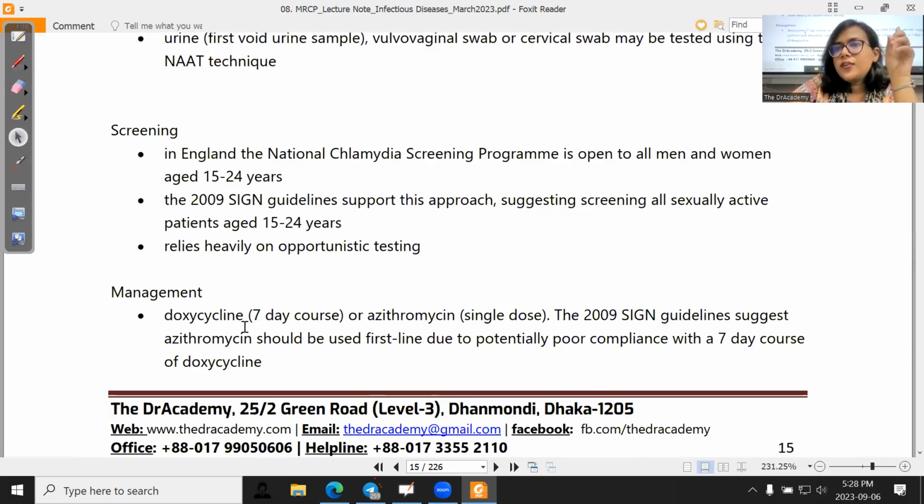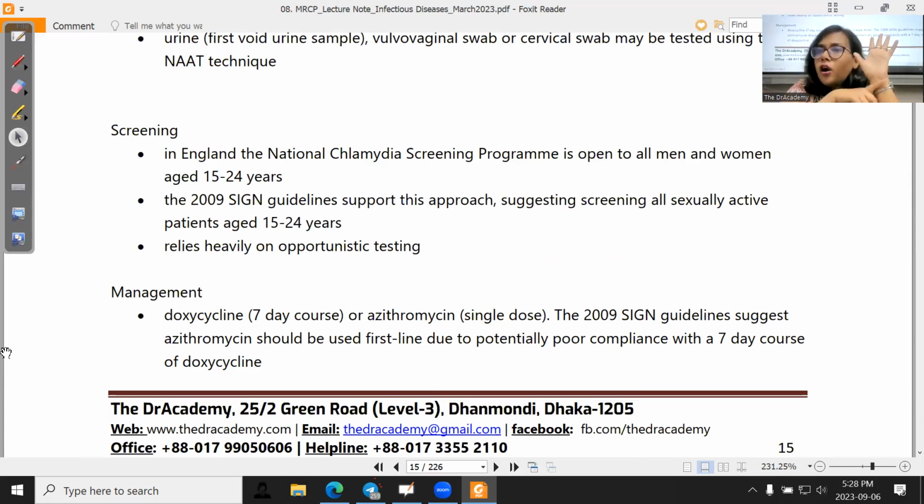Management: doxy, okay? First 3 times, doxycycline. And then remember azithromycin. Why, compared to doxycycline, is azithromycin usually better? Because azithromycin is only a single loading dose, okay? But with doxycycline, you should complete the 100 milligram 7-day dose.